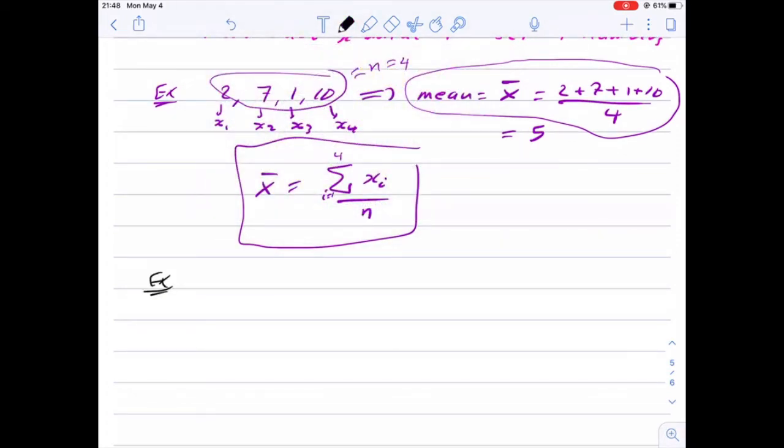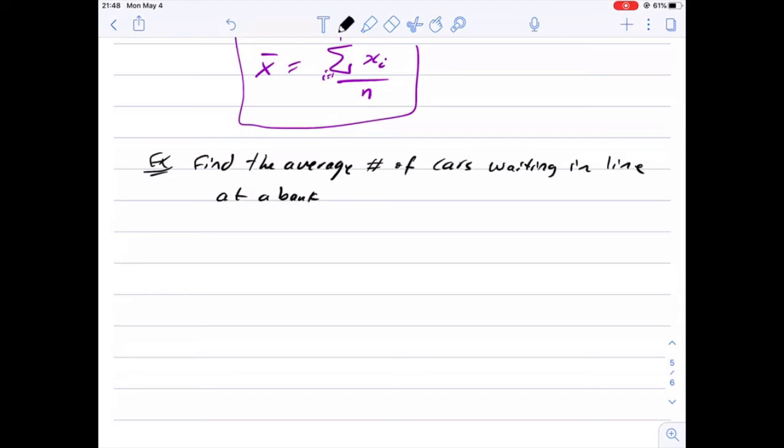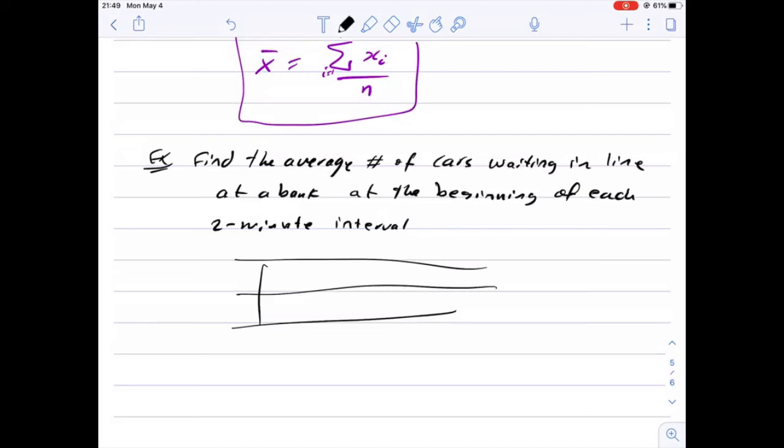Let's start with the following example of tabular data. So we find the average number of cars, for the previous example, waiting in a line at a bank at the beginning of each two-minute interval during the period, but I can give you the data here. We have number of cars and frequency.